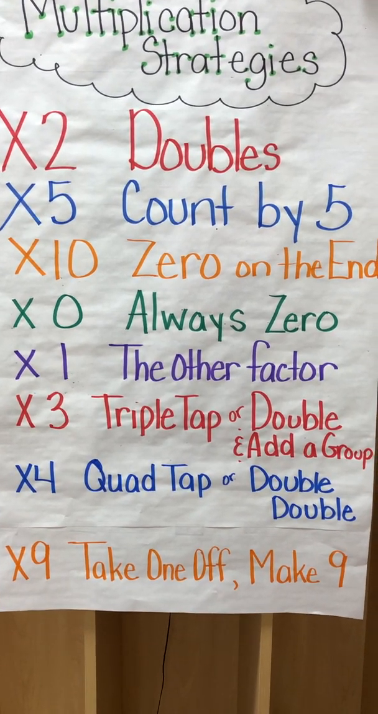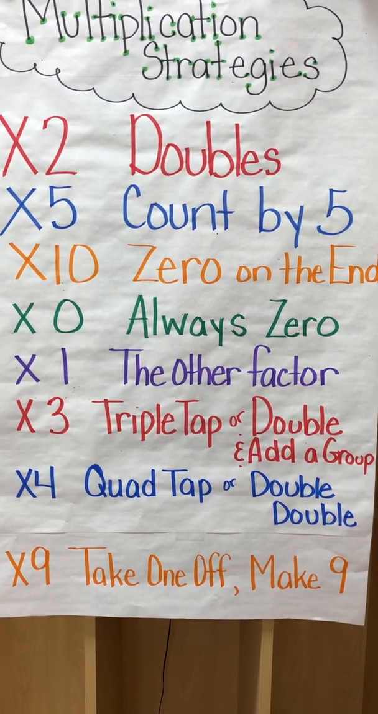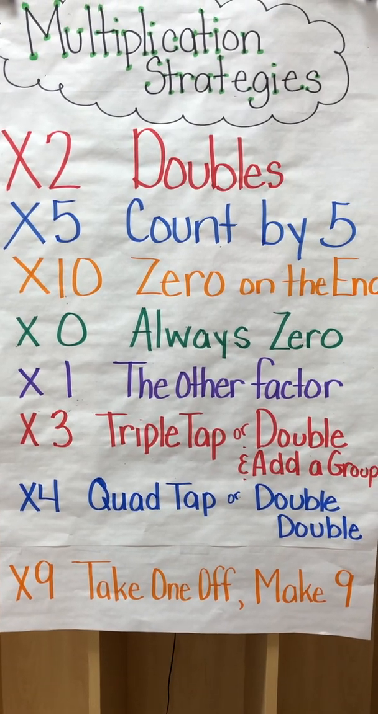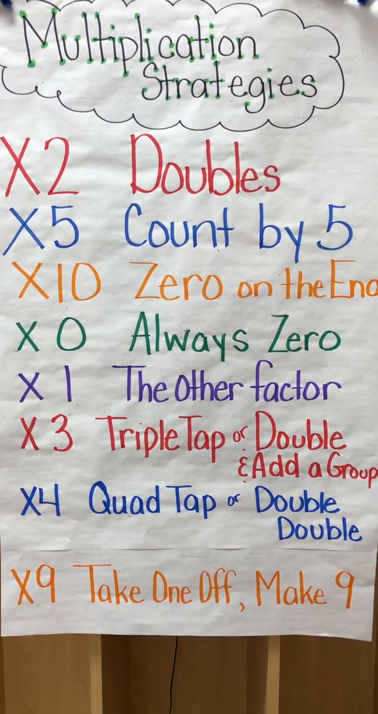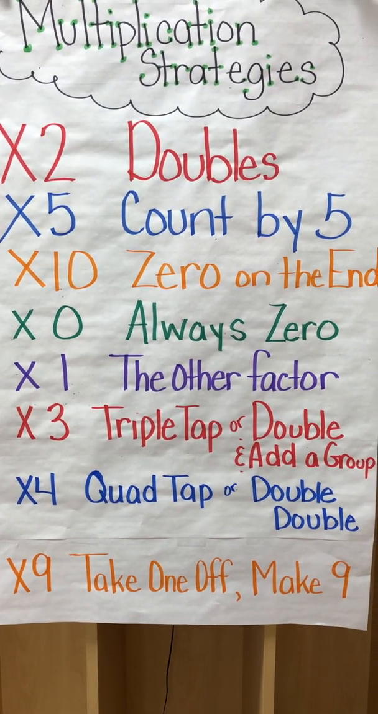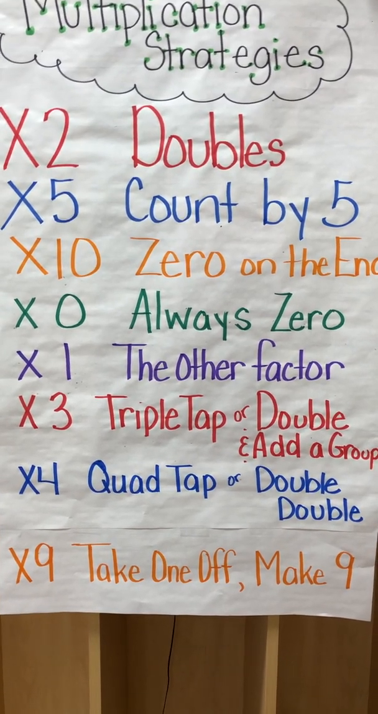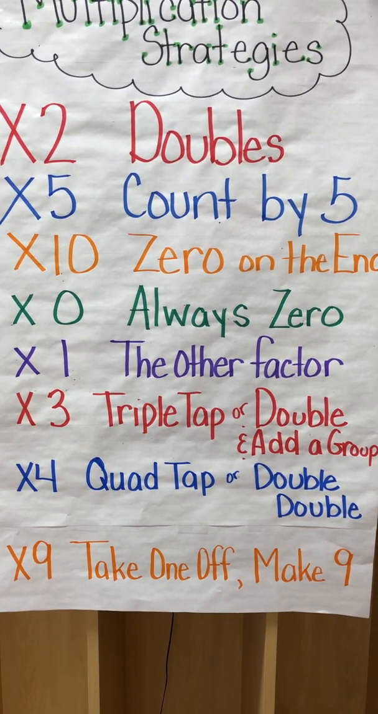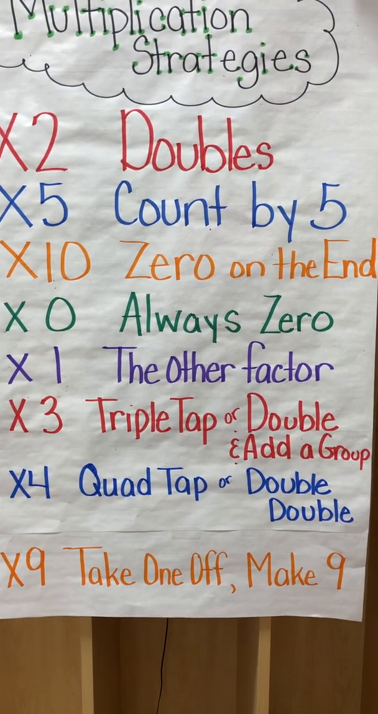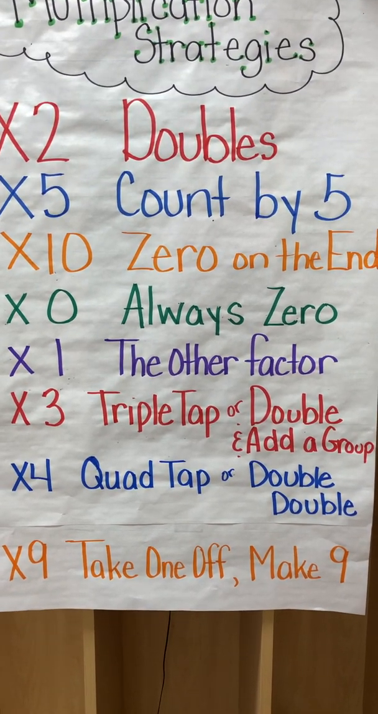For a times 4 strategy, we learned how to quadruple tap our fingers, and we learned how to tap our fingers twice at the bottom of our finger and twice at the tip of our finger to help us keep track. So if we had 8 times 4, we would put up 8 fingers, and we know that we can tap each finger 4 times to get to our product.